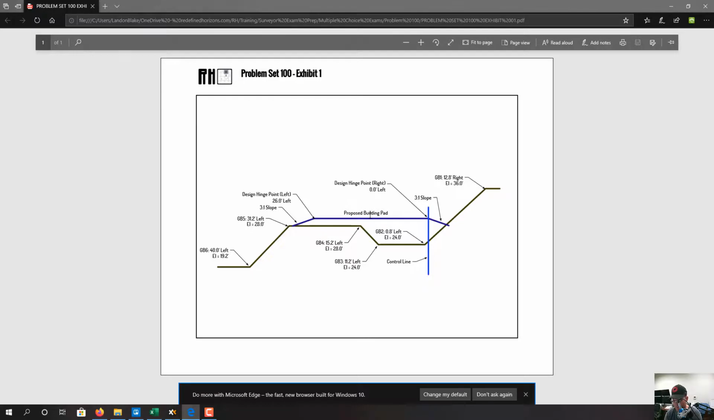It doesn't fit. So if this is 29.4 and this is 28, we've only got 1.4 feet, and we need a foot of crushed gravel and a foot of native earth. That's 2 feet. It's not going to fit. Okay, so there's the bust.